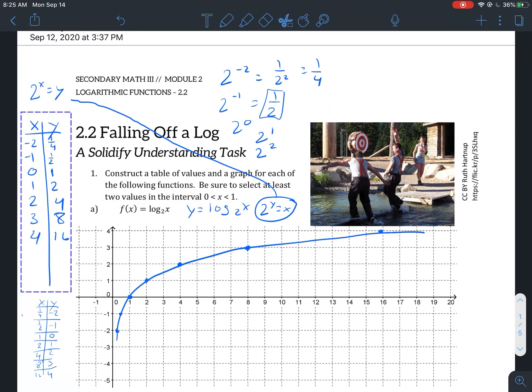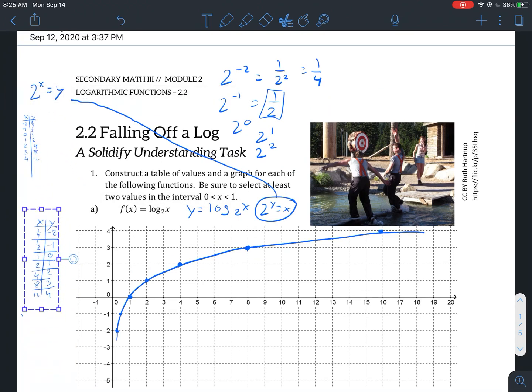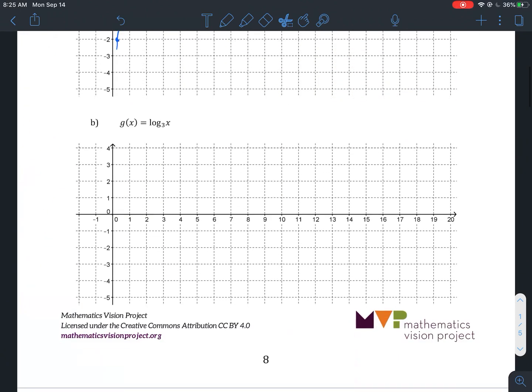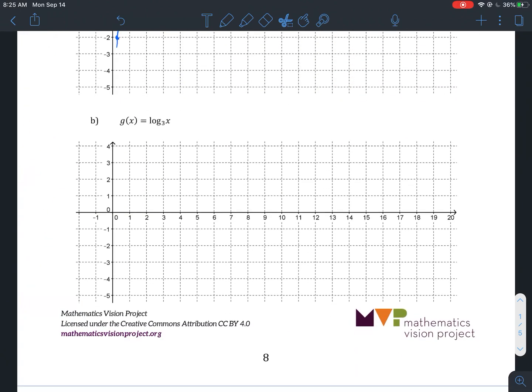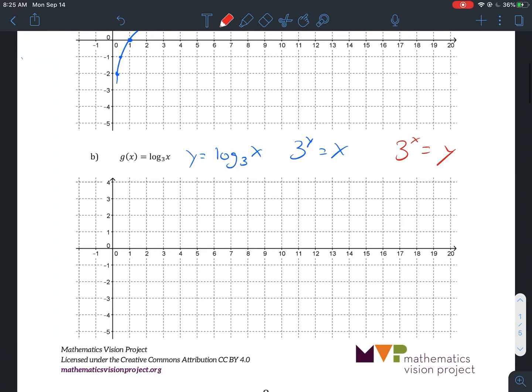So now let's go ahead and try it for the next guy. I'm going to go ahead and make these smaller because they're quite large. All right, so let's try it for log base 3 of x. So let's go ahead and do the same thing. We'll write this log as an exponential, right? So it would have been y equals log base 3 of x. It ended up being 3 to the y equals x. So then for the inverse, that would be 3 to the x equals y, right? You swap the x and the y values.